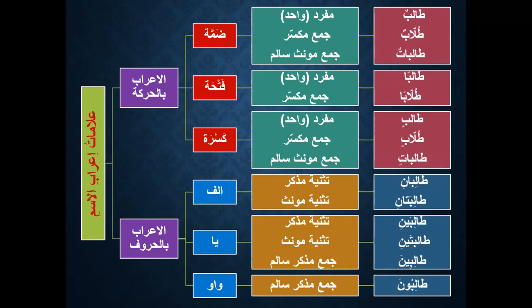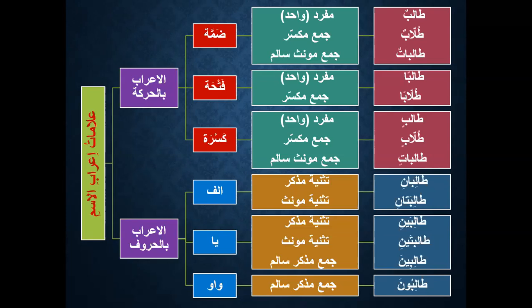And the third one is jama mu'annas salim, talibatun, when it's nakira, obviously. Talibatun, or if it's al, you would say at-talibatu. So these are the three situations where you would find a dhamma as the sign of marfu state.